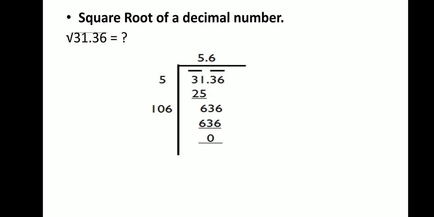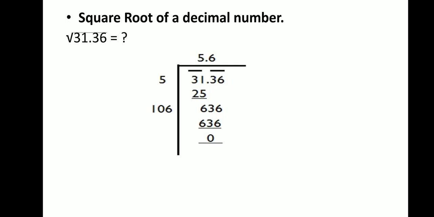So I am repeating it. Starting from the decimal point, put bars on the pairs of integers from right to left, as usual, and on the decimal part from left to right. Now after that, find the greatest number whose square is 31 or less than 31. Such a number is 5, and 5 into 5 is 25, which is less than 31, and the remainder is 6. Now the decimal point will be written in the quotient, that will be 5 point, and the next pair of digits is after the decimal point.